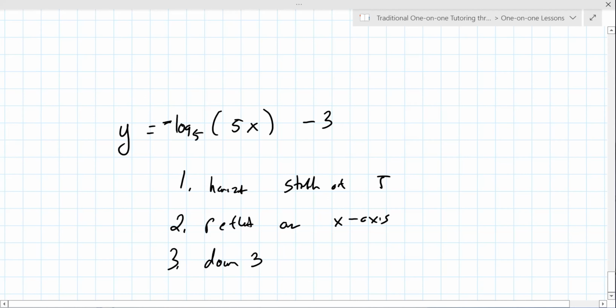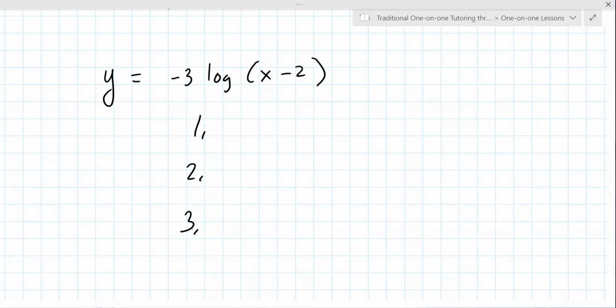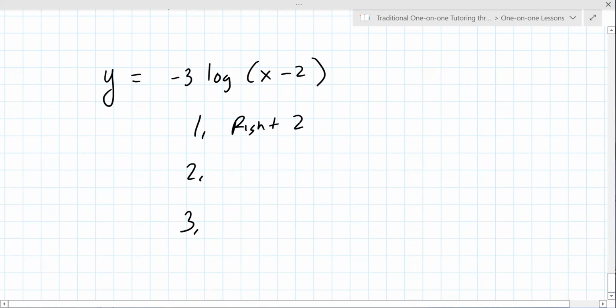Okay, so here's another one. This one has three transformations. Right 2, and then a vertical stretch of 3, and then a reflection over the x-axis.